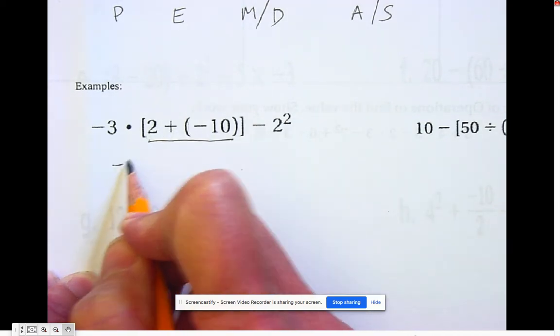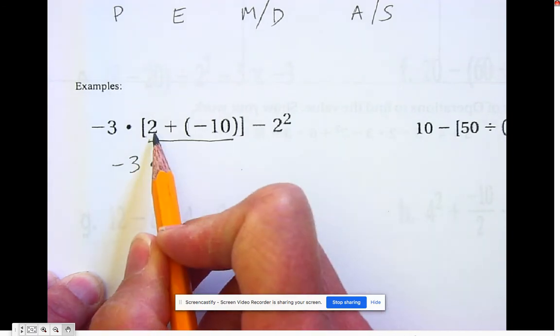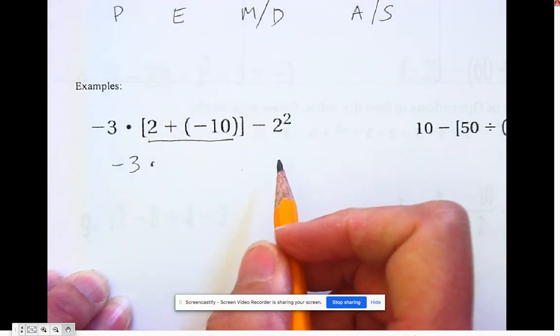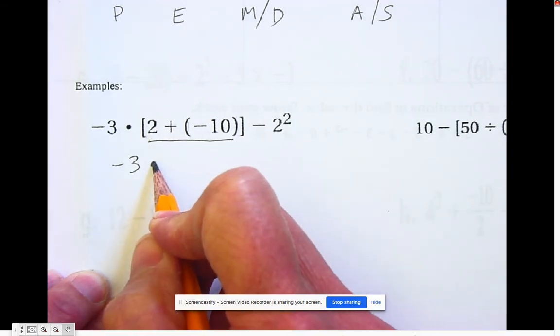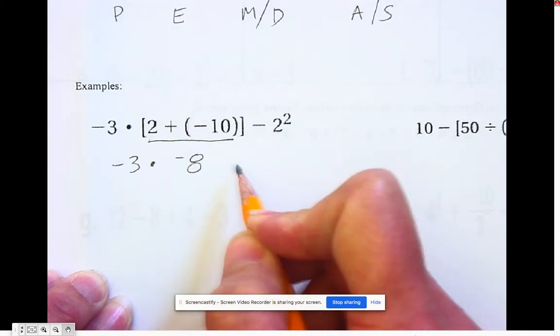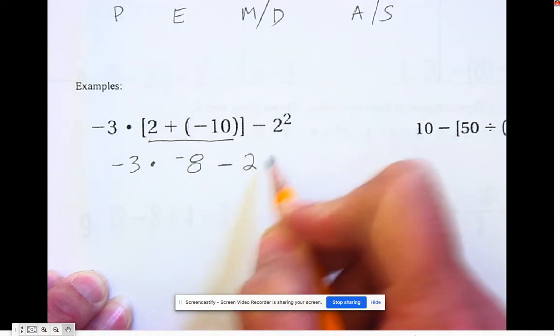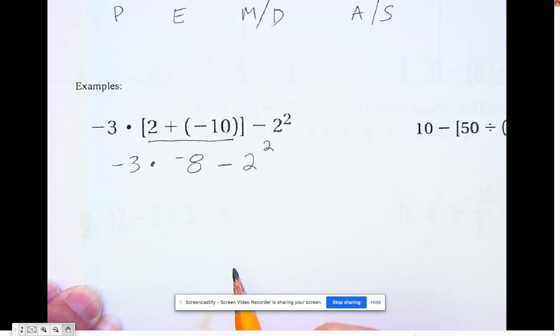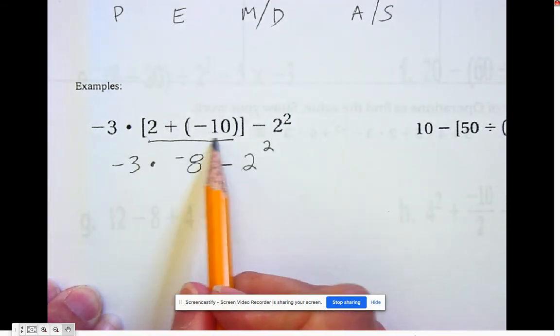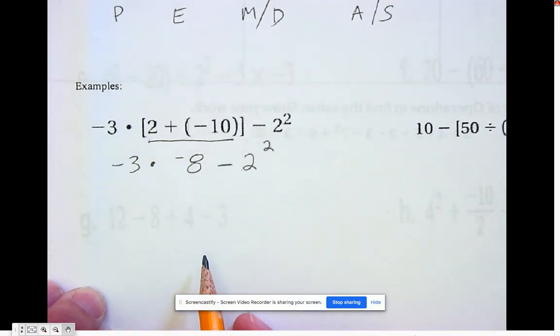So I want you to write negative 3 times, and then 2 times negative 10. Hopefully you remember your sign rules. That should be negative 20 minus 2 squared. So I'm rewriting the rest of the work, just replacing this with what I came up with. And if you follow these steps, pretty much everyone's work is going to look the same.